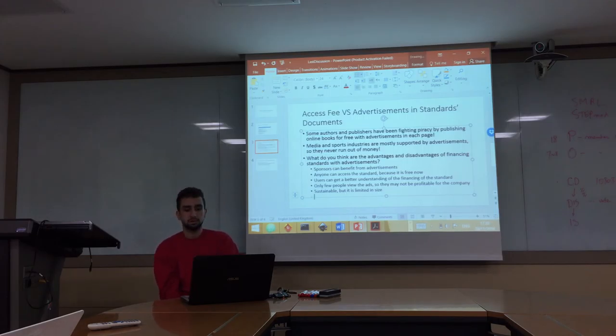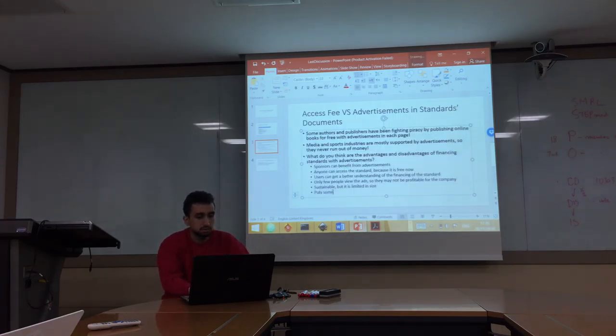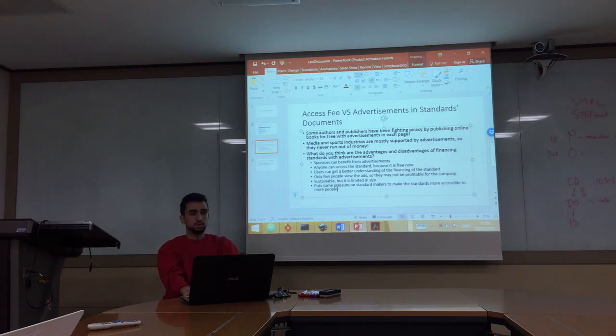Okay, and maybe this also puts some kind of pressure on the standard developers to make it more accessible to even normal people, right? So put some pressure on standard makers to make the standards more accessible to more people. Right. Any other ideas on this matter?